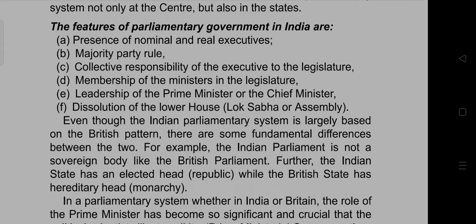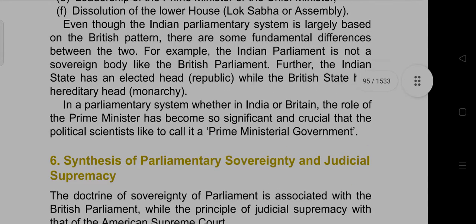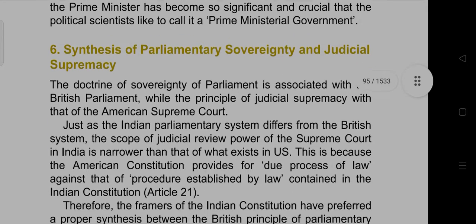Even though the Indian parliamentary system is largely based on the British pattern, there are some fundamental differences between the two. For example, the Indian Parliament is not a sovereign body like the British Parliament. Further, the Indian state has an elected head, that is a republic, while the British state has a hereditary head, that is a monarchy. In the parliamentary system, whether India or Britain, the role of the Prime Minister has become so significant and crucial that political scientists like to call it a prime ministerial government.